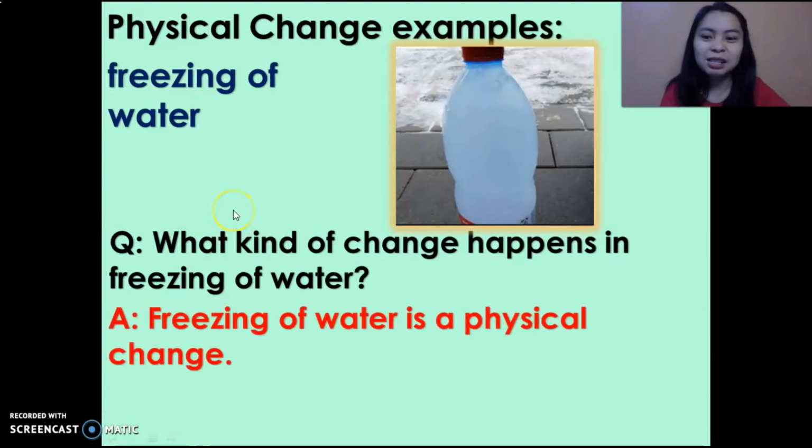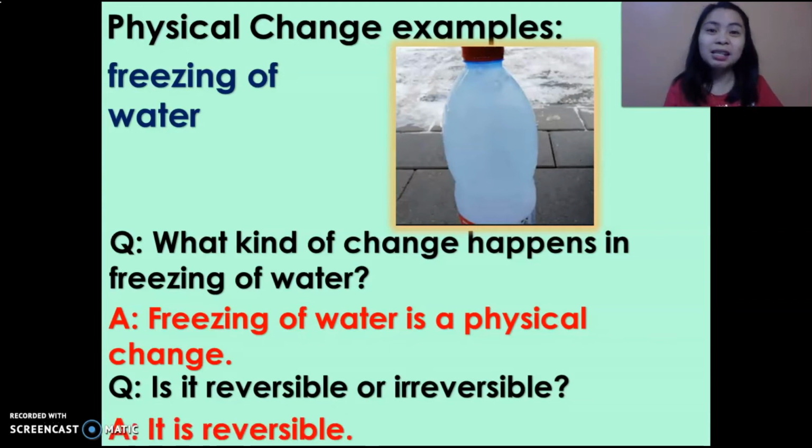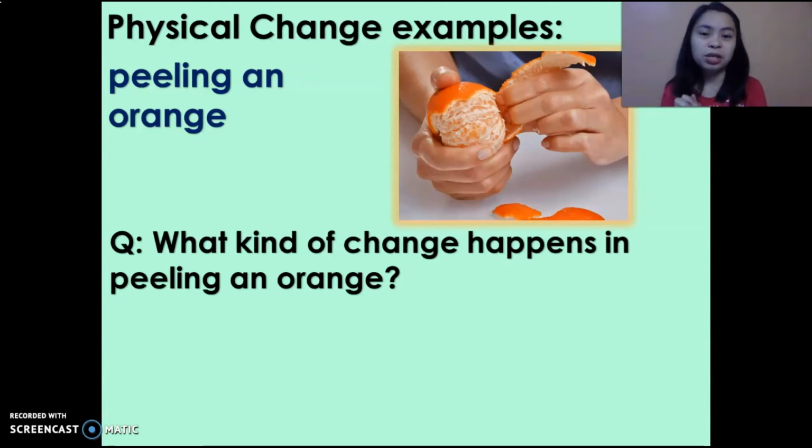Okay, that is freezing of water is a physical change. Okay, and another question. Is it reversible or irreversible? Let's see. It is reversible. One more time. Okay, very good. And okay, let's have one more example. Peeling an orange. Okay, so question is, what kind of change happens in peeling an orange?